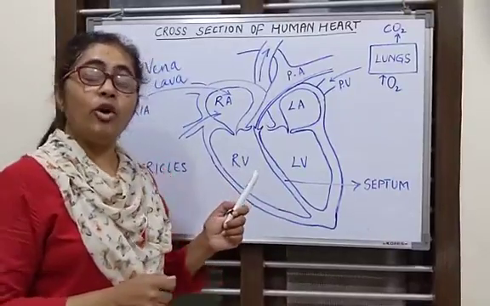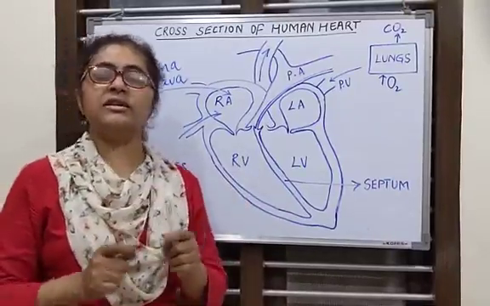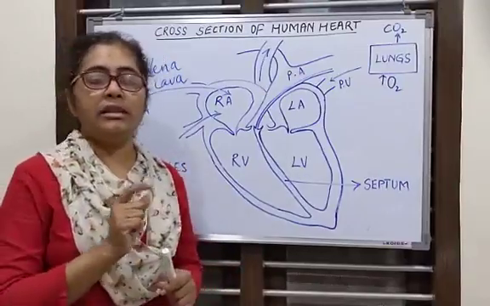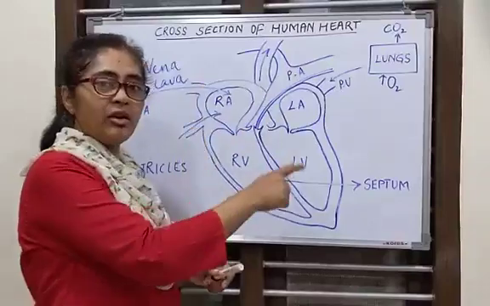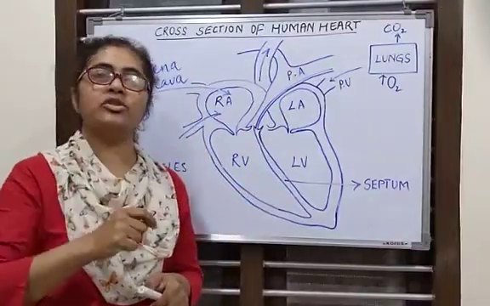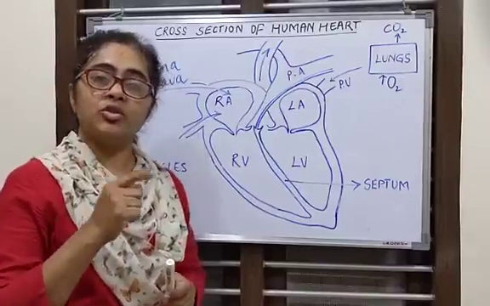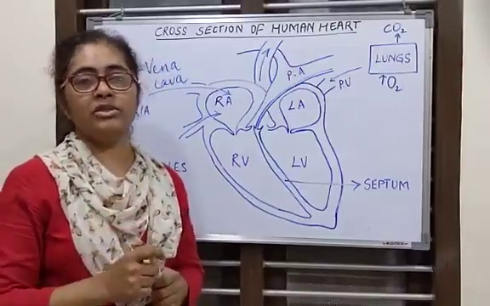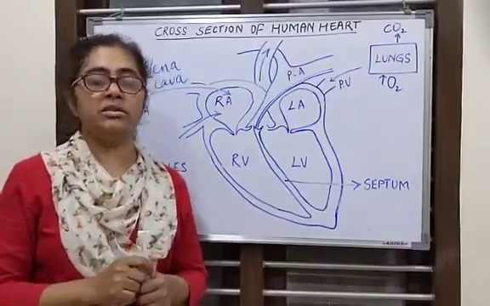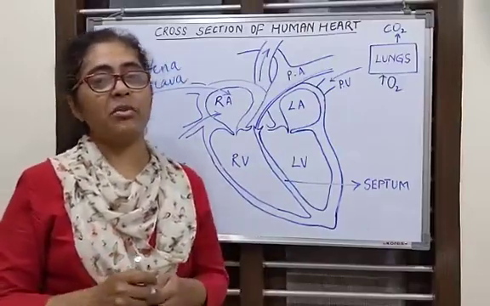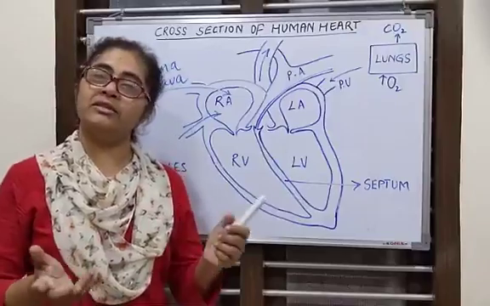This is how the oxygenated blood reaches the cells, tissues and organs of the body. And this completes one cycle of circulation and the process goes on and on. Since the blood travels twice through the heart in one circulation, it is also called double circulation. So students, this is how the heart keeps pumping the blood and helps us to stay alive.